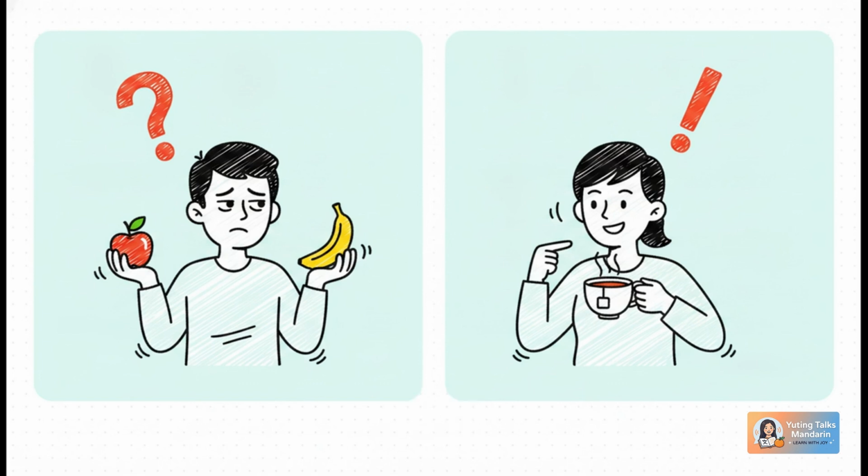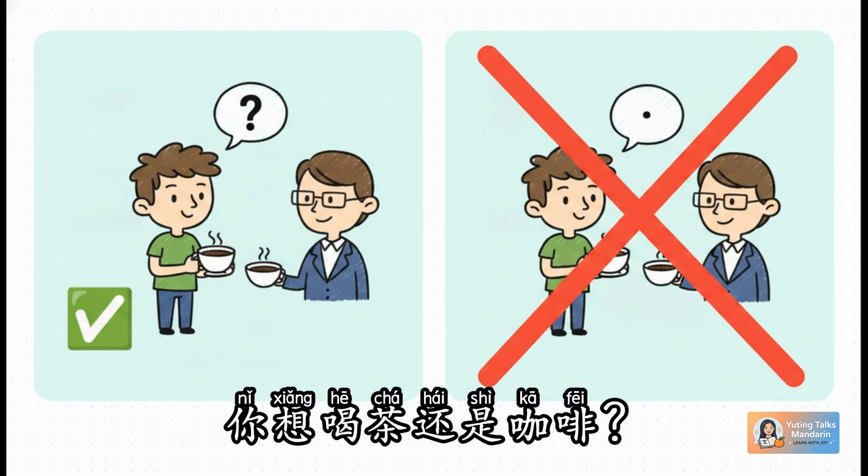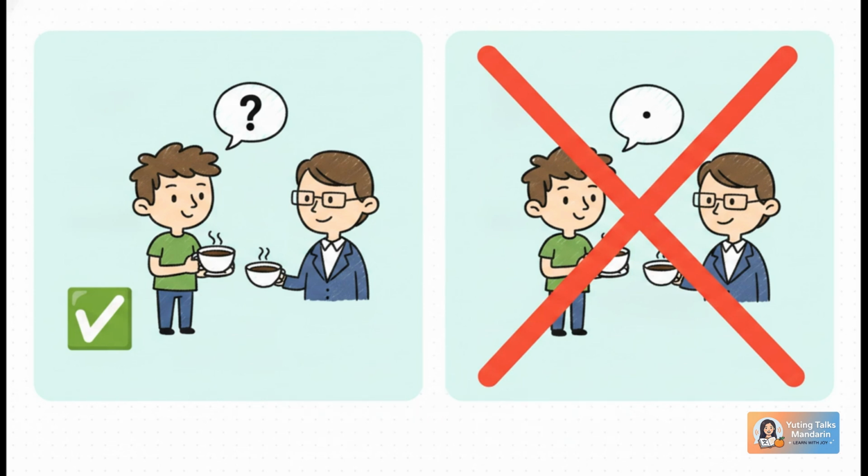So bringing it all back to Mark's morning beverage offer, the mistake becomes glaringly obvious. The incorrect version of his sentence uses huòzhě, but he was asking me a question. He wanted me to choose. The correct way to say it uses háishì. 你想喝茶还是咖啡? You're asking a question, so you have to use the question word for "or." Pretty simple once you see it, right?